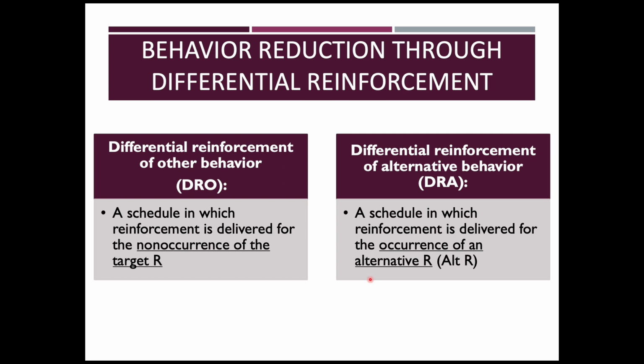So the two primary differential reinforcement procedures used to decrease problematic behavior are differential reinforcement of other behavior and differential reinforcement of alternate behavior. So a DRO is a schedule in which reinforcement will be delivered for the non-occurrence of a target response or a target behavior. So what that means is we are going to utilize a schedule of reinforcement, typically an interval-based schedule. And as long as a problem behavior does not occur during that interval, we will deliver reinforcement. We'll go through an example.